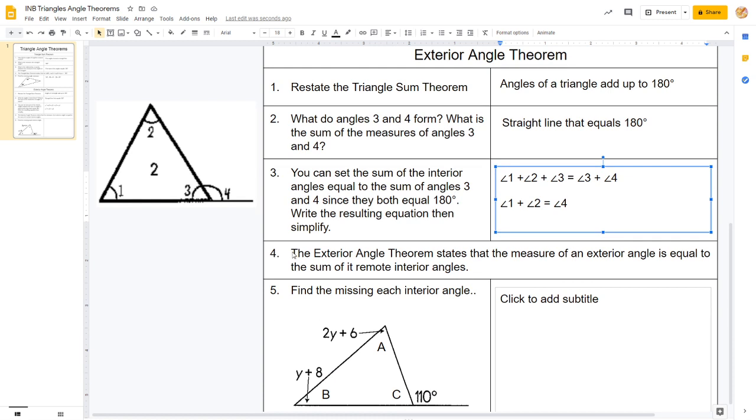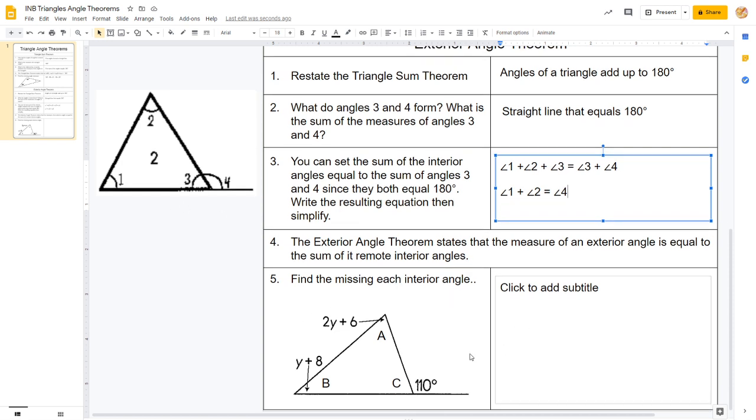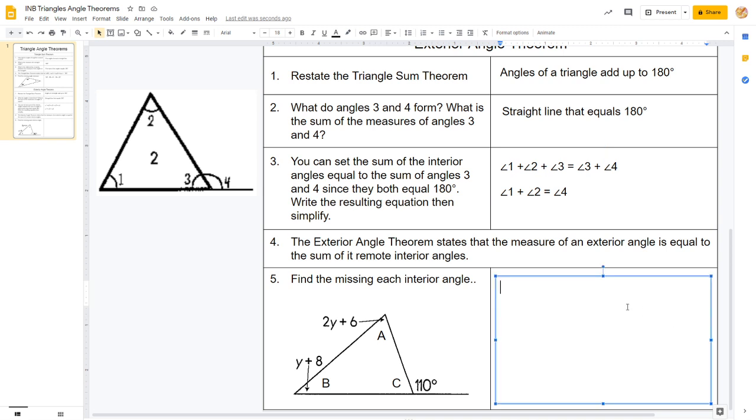Number 4. The exterior theorem states that the measurement of an exterior angle is equal to the sum of its remote interior angles. Remote means it's not the adjacent one. It's the other two that make the triangle. So here we're going to use a little bit of pre-algebra to solve to find A, B, and C.